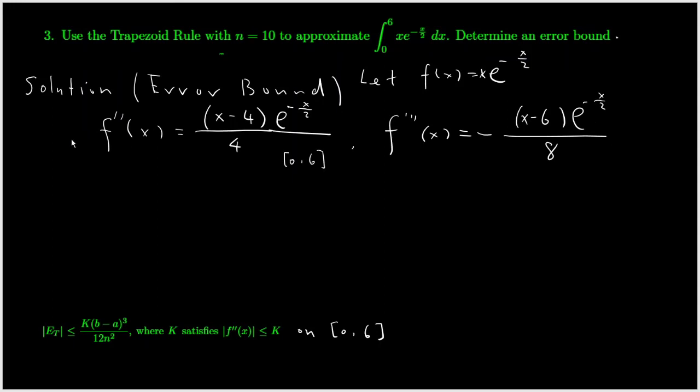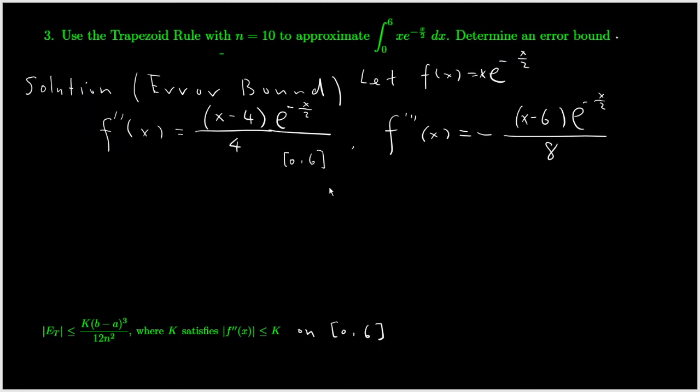This means the absolute maximum and absolute minimum of this function must occur at one of the two endpoints, either 0 or 6. And then evaluate the function at 0, evaluate the function at 6. The larger one is the absolute maximum. The smaller one is the absolute minimum. And then you consider the absolute value of this function.